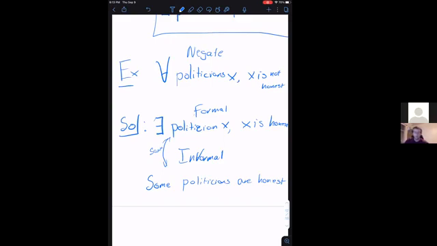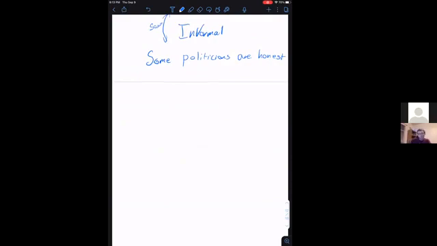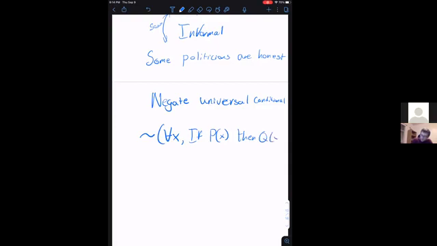So we talked about universal conditional statements as well, right? And so we want to negate the universal conditional. Okay, so if we want to negate the universal conditional, well, then what are we really trying to negate? We're trying to negate for all X, if P of X then Q of X. Okay, so this is what we're trying to negate here.